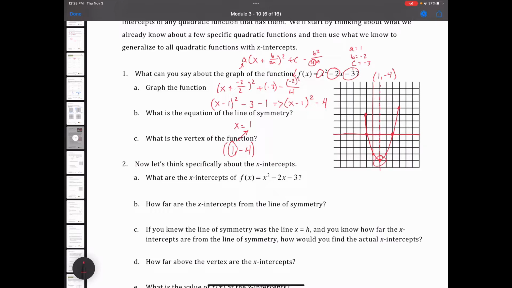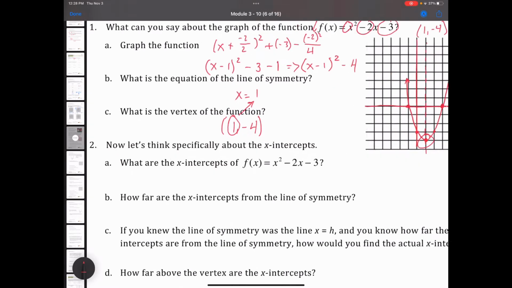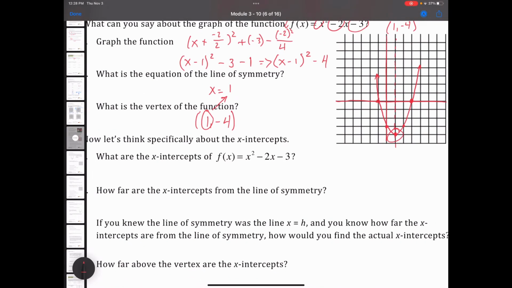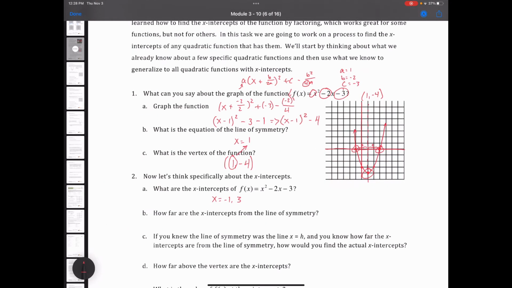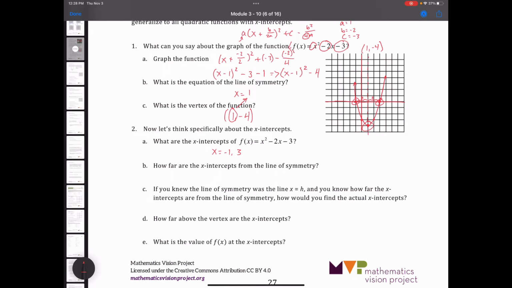But in any case, we went ahead and did vertex form, so that's what it was. But what are the x-intercepts? Well, we could see them right here at -1 and +3. So I've got x equals -1 and x equals +3. And now the question is, how far are the x-intercepts from the axis of symmetry? If I count these spaces right here, I see that each of those x-intercepts are 2 units away from the line of symmetry.